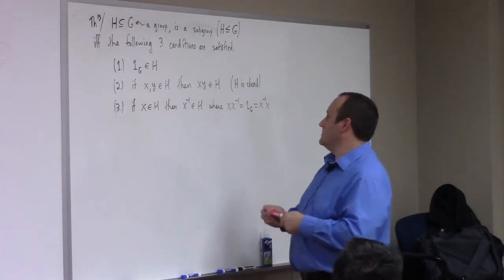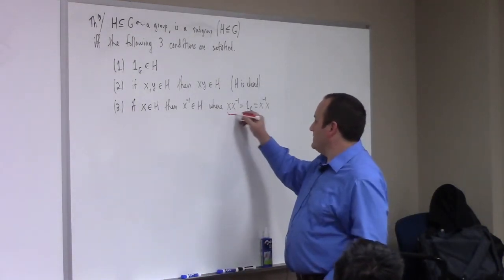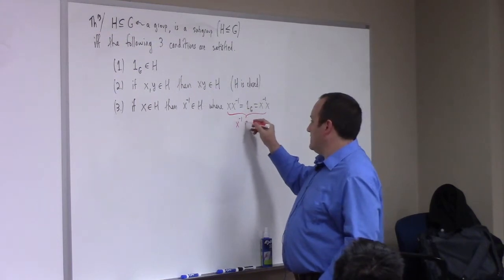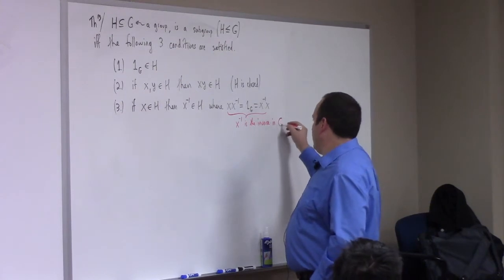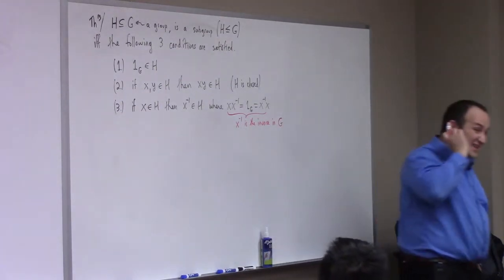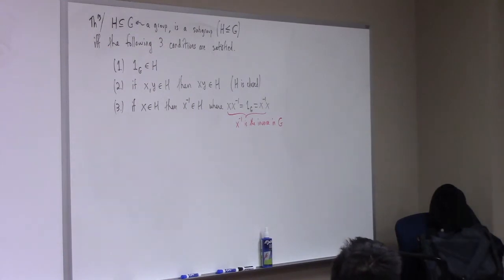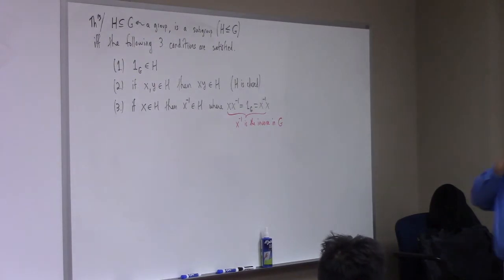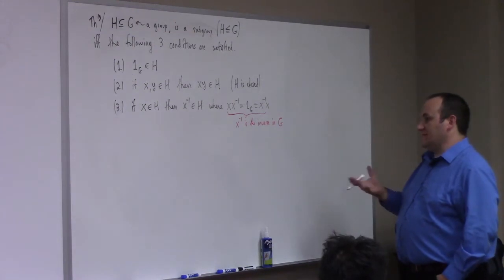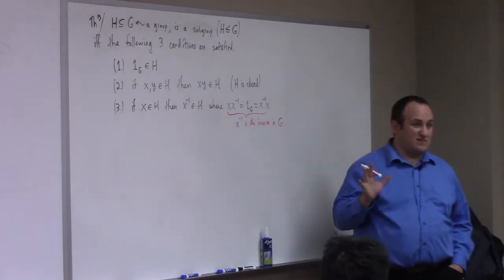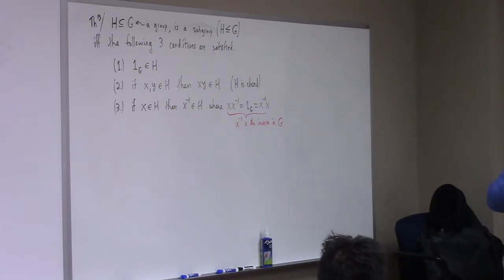So what am I saying here, basically? X inverse is the inverse of what? It's the inverse of x in G, right? Because it multiplies by x on the left and right to give back the identity in G. So it's the inverse in G. It's kind of a subtle point, but I'm trying to say that the inverse of an element in H is, in fact, the same inverse as for the whole group. There's no separate idea of inverse for the subset.